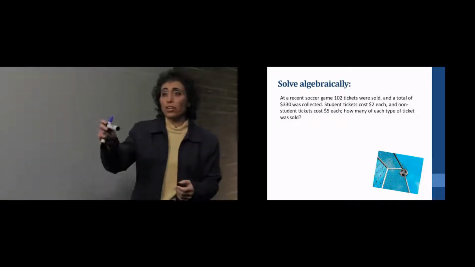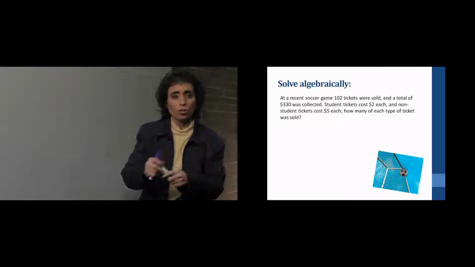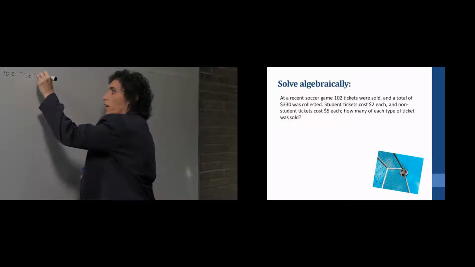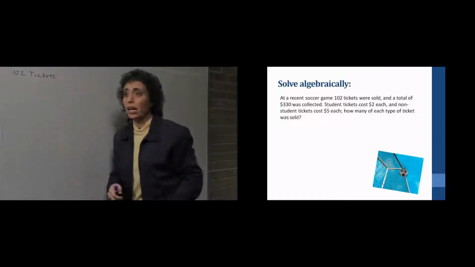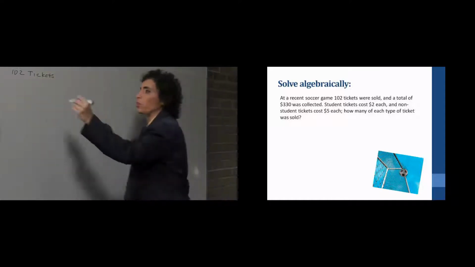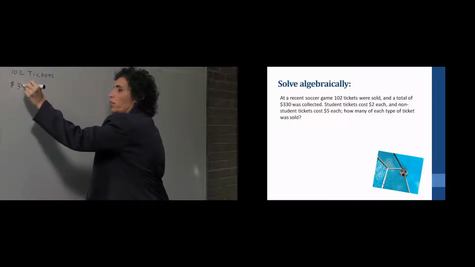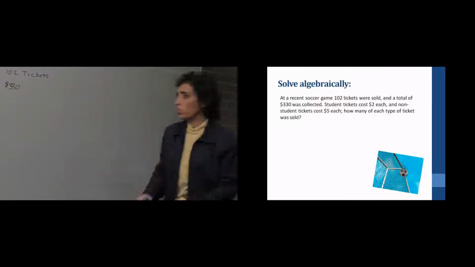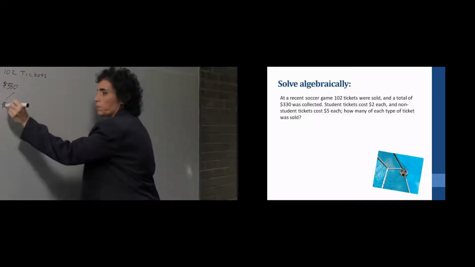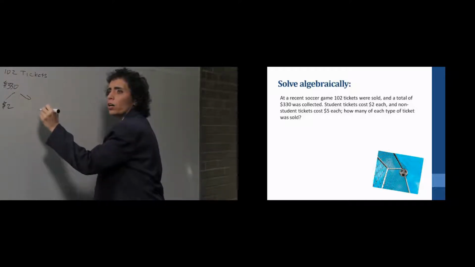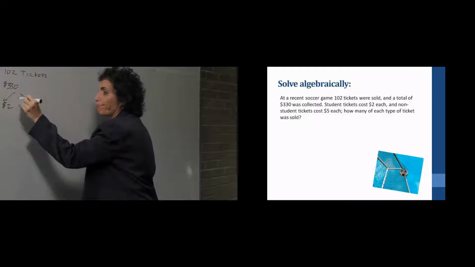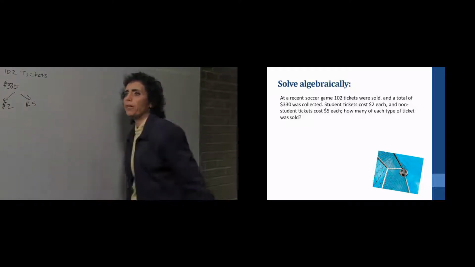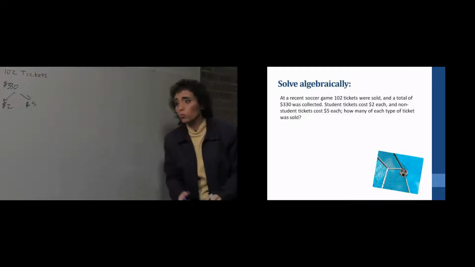At a recent soccer game, 102 tickets were sold. Okay, so we sold 102 tickets. I got that. And a total of $330 was collected. And there were student tickets that cost $2 a piece, and there were non-student tickets that cost $5 a piece. How many of each type of ticket was sold? That's what we want to solve.